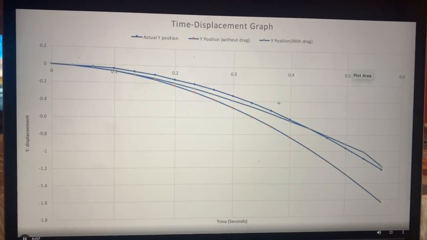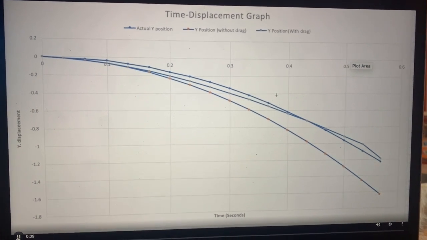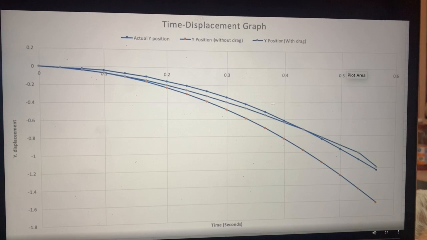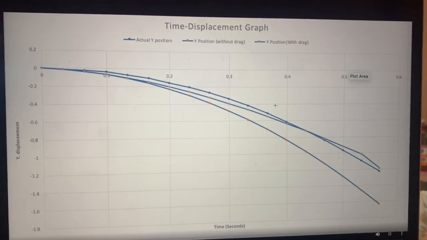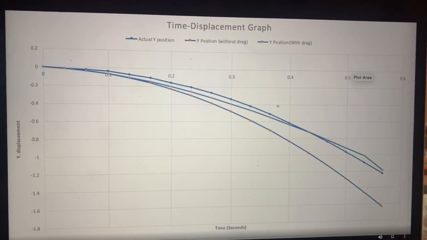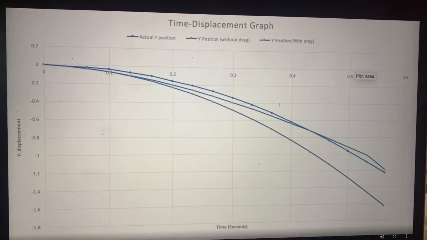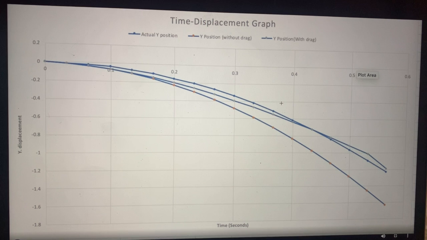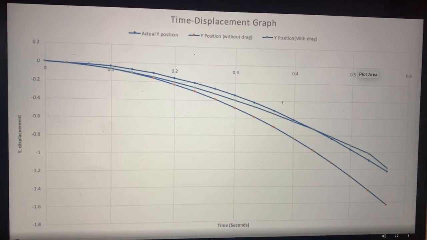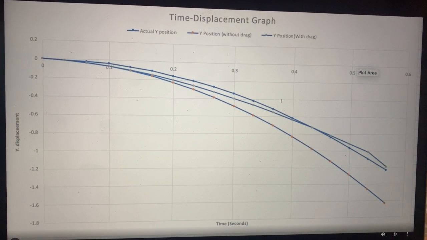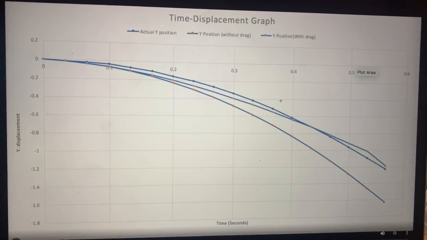This time displacement graph compares the actual y position, which was collected from Tracker, to the predicted y position when only gravity is present, and the predicted y position when gravity and turbulent drag are accounted for. In this graph, it is clear that the computer code considering gravity alone will overpredict how far the notebook actually falls. This is due to the fact that turbulent drag is actually present in the real-life scenario, which causes the object to not fall as far.